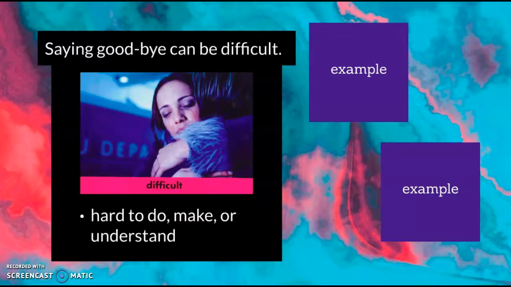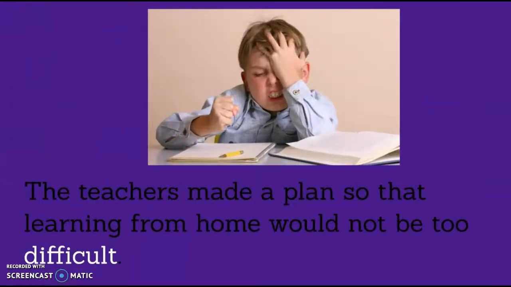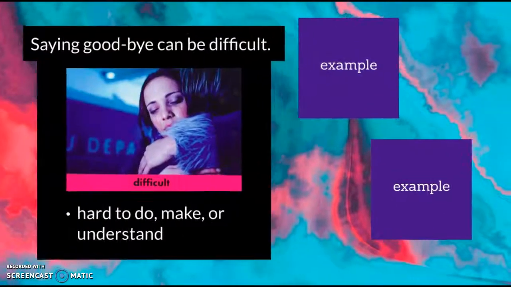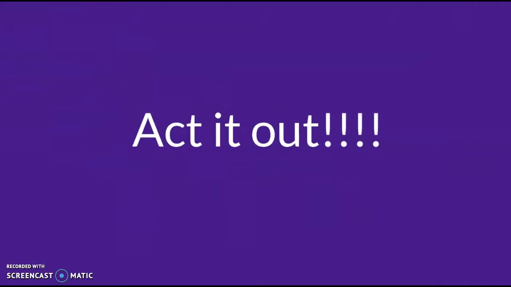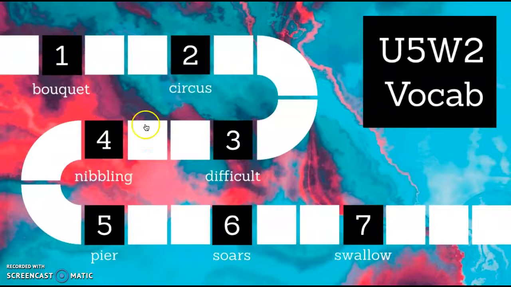What is another sentence you can put difficult in? My example was the teachers made a plan so that learning from home would not be too difficult. Hopefully this isn't too difficult for you. Remember, we're all learning, this is new to us, but maybe think about Friday art projects. If we don't listen to directions, maybe it's a little difficult, but eventually we will get it. If we're going to act it out, just like that boy, maybe you're putting your hand on your head and you're making a face and you're like, this is so difficult. That is difficult.